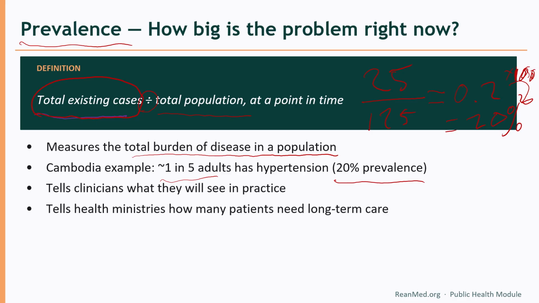And for many conditions that are chronic diseases, the conditions last a very long time. And so this prevalence can help the health ministry to know how many patients need long-term care. If you know the prevalence of diabetes in the population, then you know how many people will need care for their diabetes. So that's an example of how we can use prevalence in making public health decisions.